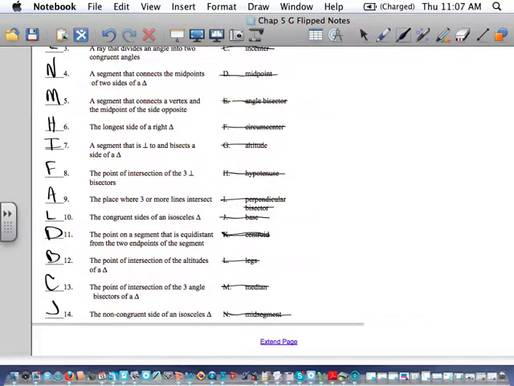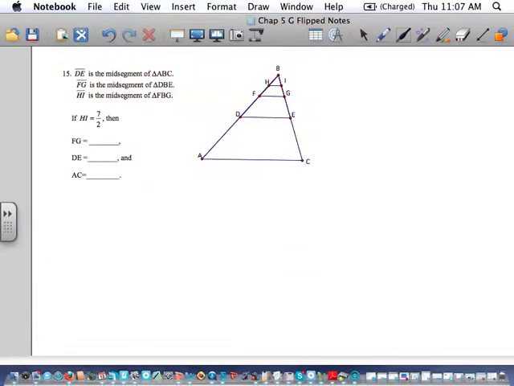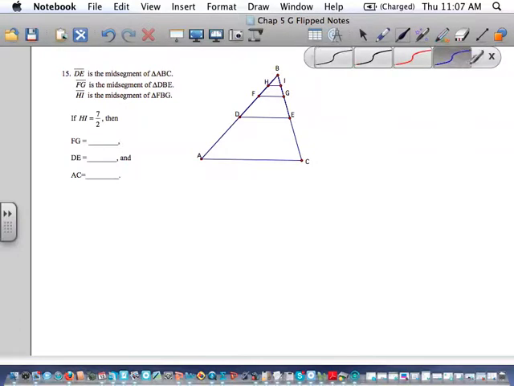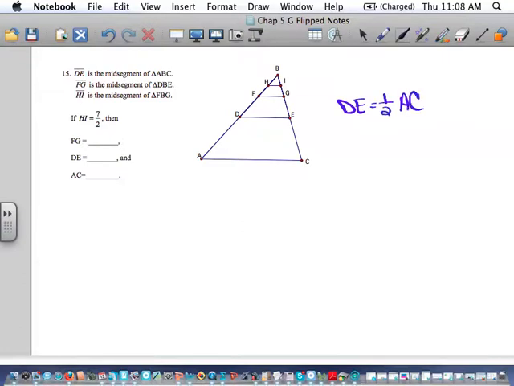Okay, you'll see they won't be in the same order. They won't probably have the same number or letter attached, but those are the definitions you should expect to see tomorrow on the quiz. Next problem, you're given this triangle. You're told that DE is the midsegment of triangle ABC, FG is the midsegment of triangle DBE, and HI is the midsegment of triangle FBG. So what that means, DE is the midsegment of triangle ABC, so that means that DE is equal to 1/2 of AC.